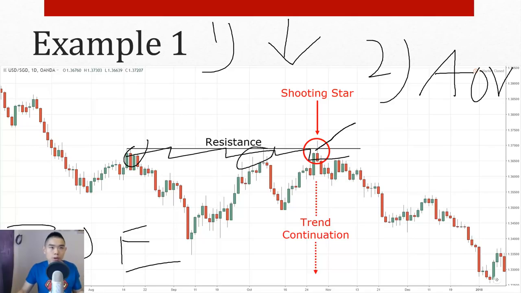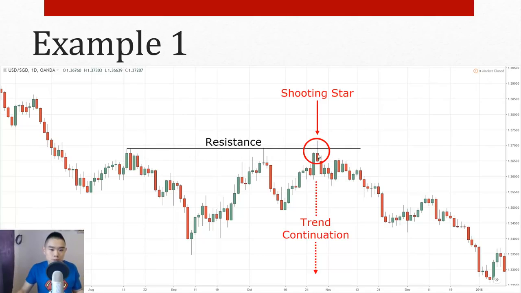So can you see that now you're not trading candlestick patterns in isolation? Now you're trading candlestick patterns in the context of the market, meaning based on market structure, based on the trend. This actually increases the probability of your trade working out. You can see that the shooting star occurred at resistance in a downtrend, and the market did continue to slide lower.